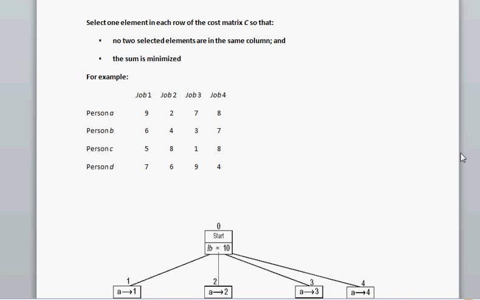So what is our aim? Our aim is that no two selected elements are in the same column and the sum is minimized. In the sense, if person A selects job 2, then his cost is 2. Person B cannot select job 2 because job 2 is taken by person A. So in this sense, we have to minimize the cost.